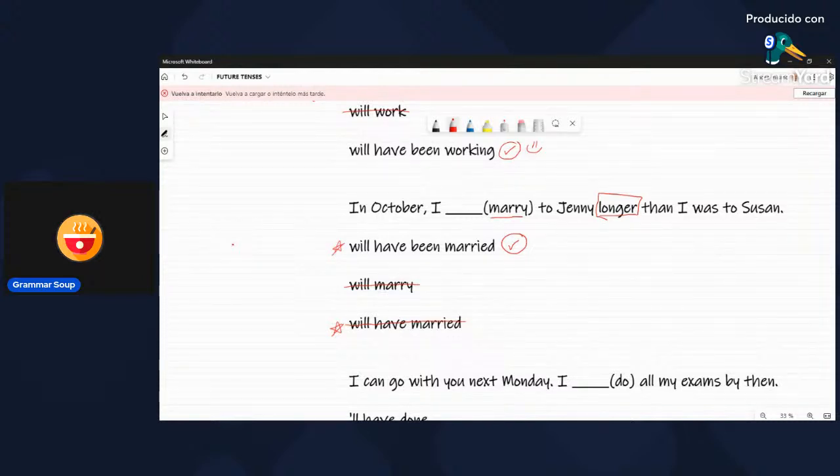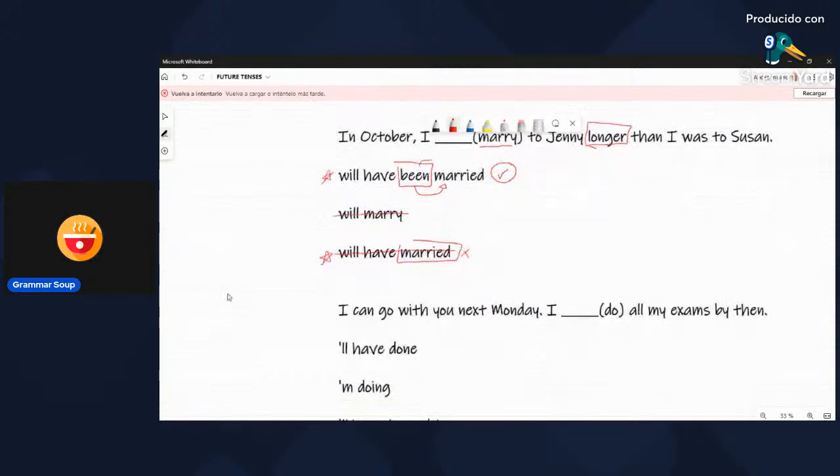Why? Because when I add the verb being, I'm giving a state of being to this verb. It's not the action. I'm not the one who is going to do the action, but I am the one receiving the action, which is married, being married. That's why I have to use this verb, not this one. Yes?